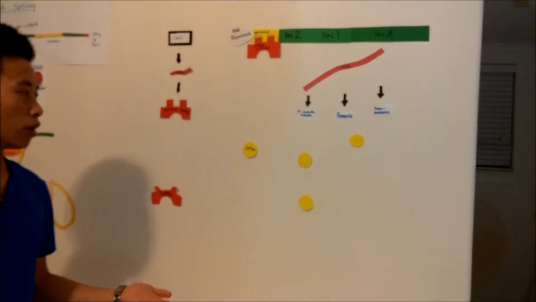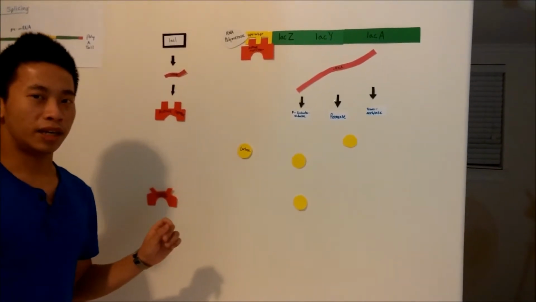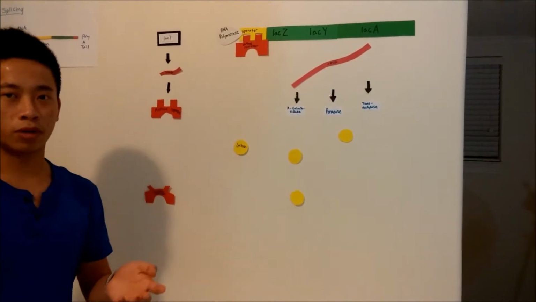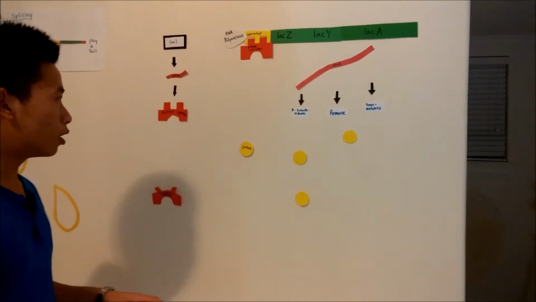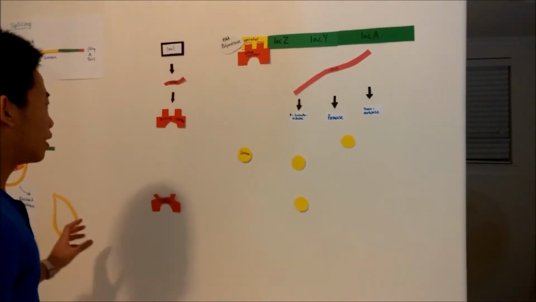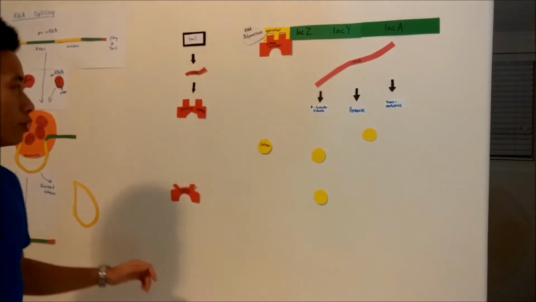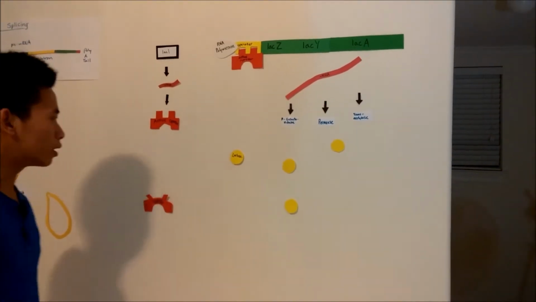Repressible operons are usually on, which means that transcription is taking place, but they can be turned off. An example of that is the trp operon, which I'll get to later. And an inducible operon is an operon that is usually off, so there's no transcription, but it can be induced. An example of that is the lac operon.